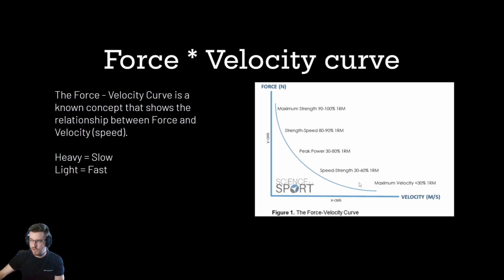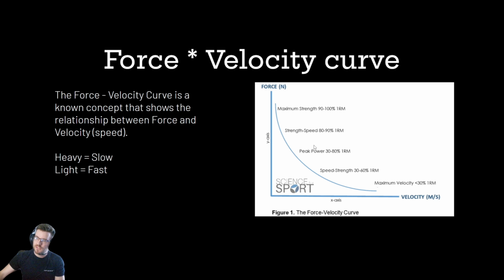And then there's a curve where all this falls onto, from incredibly light but incredibly fast, to incredibly heavy and incredibly slow. These are the manipulations we make to work different parts and to get different adaptations. Now, you probably see this here: strength speed, speed strength, and peak power. What is all this going on?